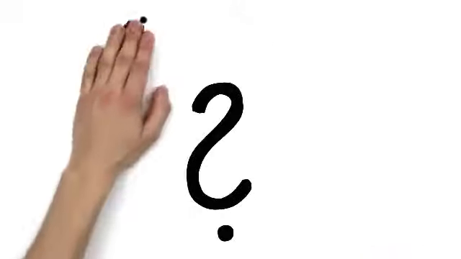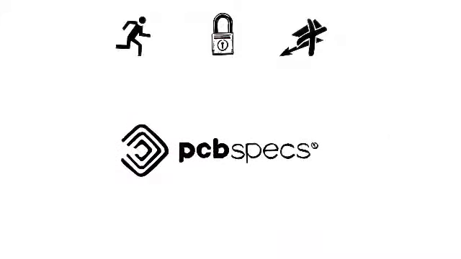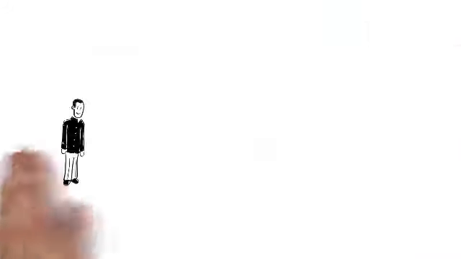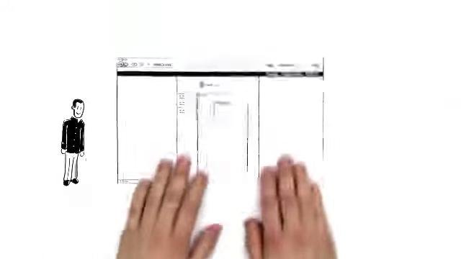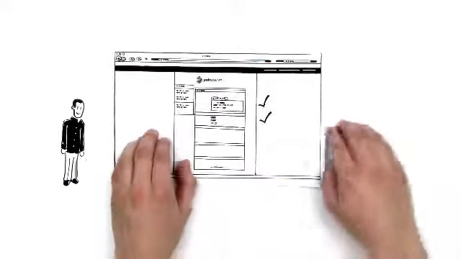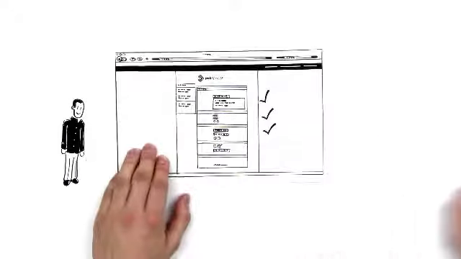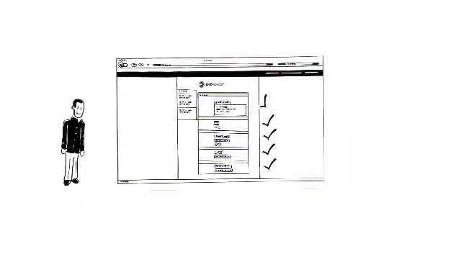A solution which is quick, reliable, and prevents the occurrence of unnecessary errors is therefore needed. And that's where PCBspecs comes in. With PCBspecs, David can enter his specifications in the system, which immediately checks whether the data he has entered is correct and whether he has forgotten anything.